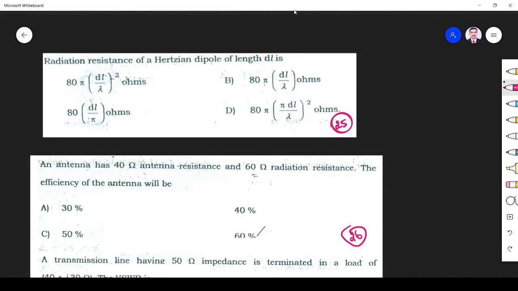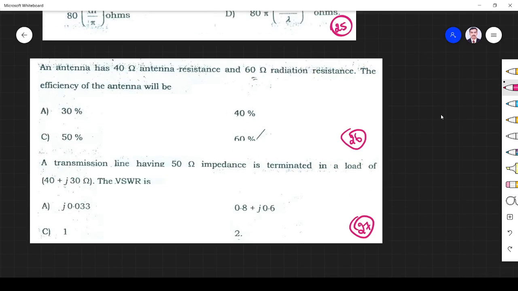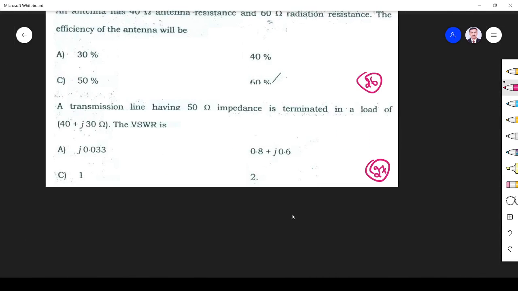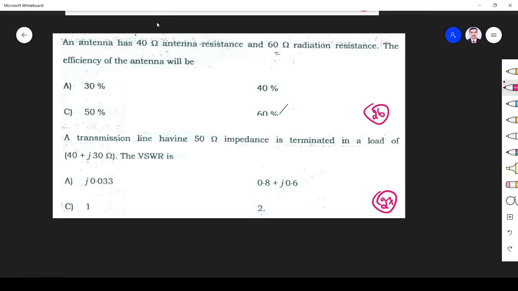The next question: the radiation resistance of a Hertzian dipole antenna is 80 pi squared into (dl by lambda) whole square. Option A is the right answer. The next question: an antenna has a 40 ohm resistance, R_A, so the antenna resistance is 40. R radiation is 60. What is the efficiency?